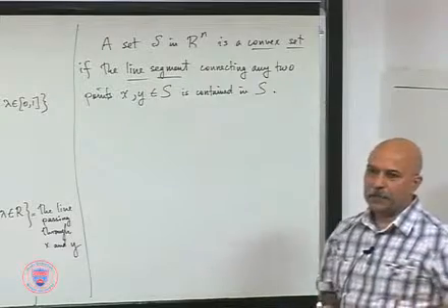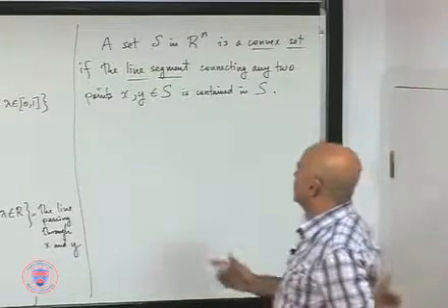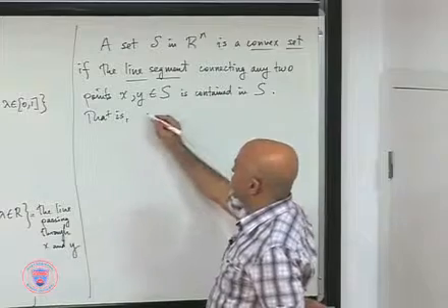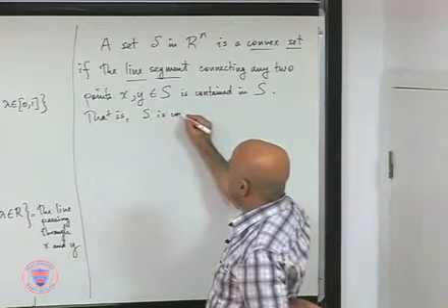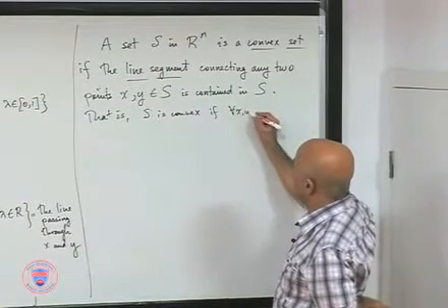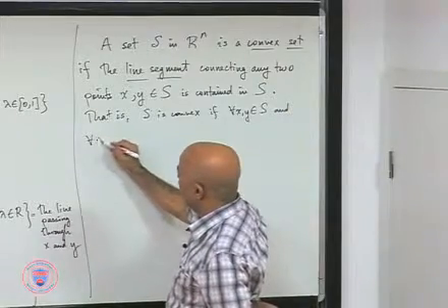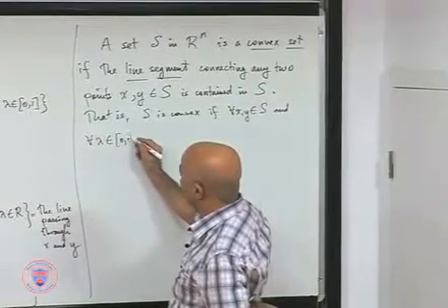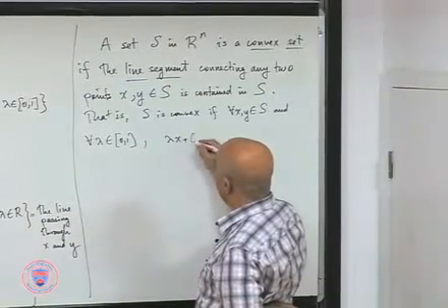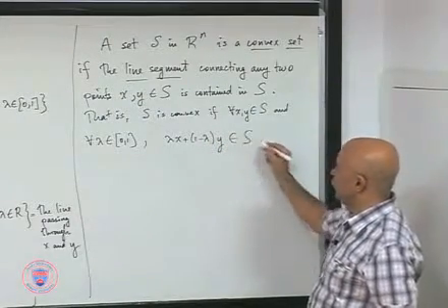In which case, the convex combination will also output the point itself. All right, so that is, S is convex if for every x, y in S and for every lambda in [0, 1], the point lambda x plus (1 minus lambda) y, your convex combination, is also in S.